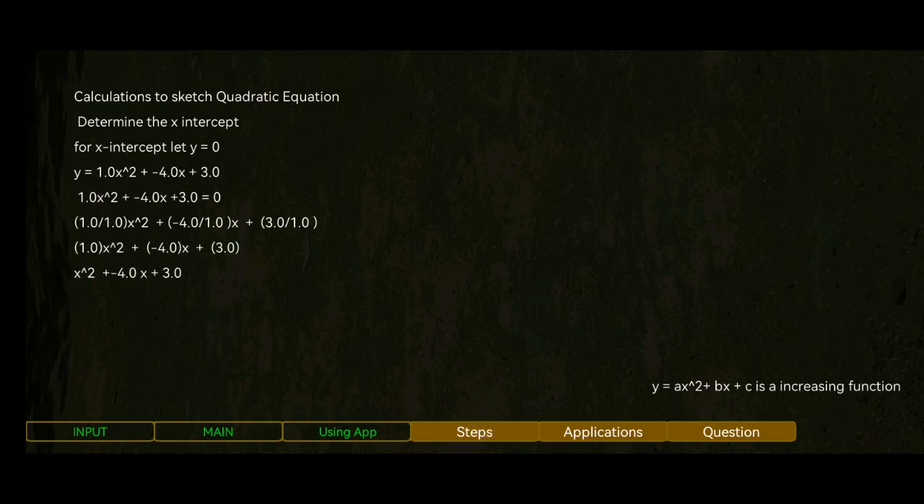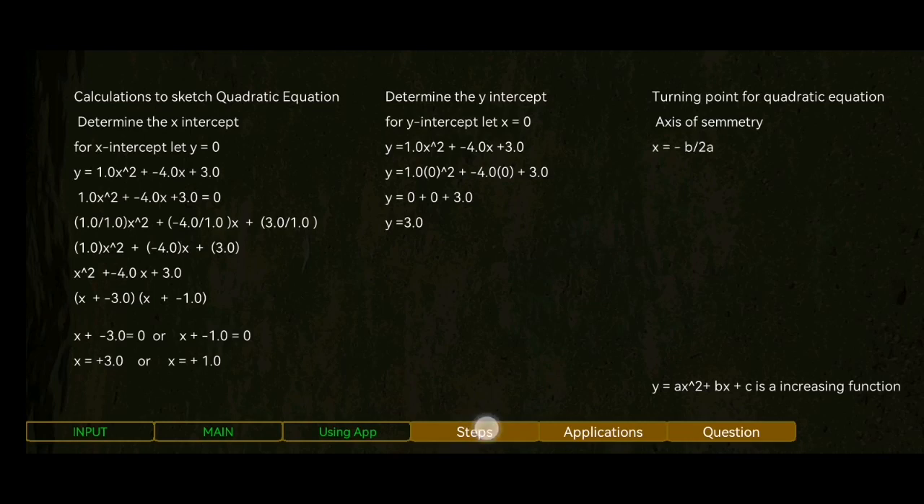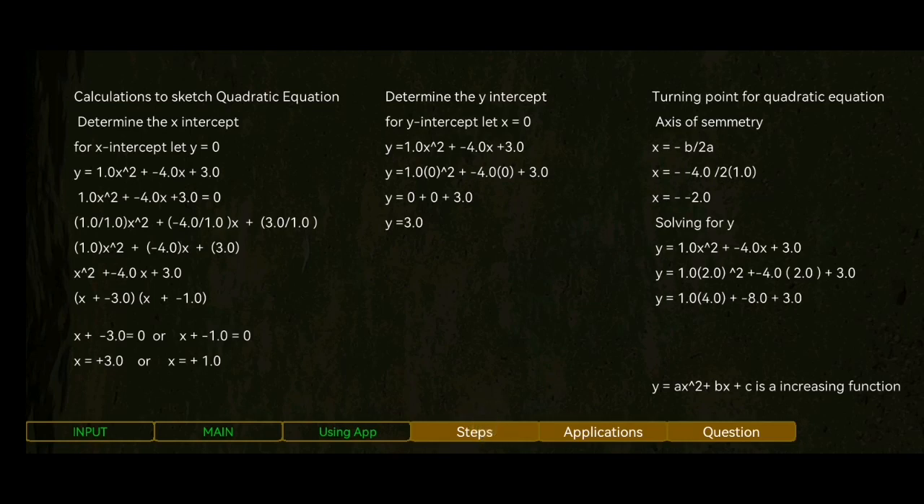So dividing all of them by 1, and then determining the x-intercept. Now determining the y-intercept, then determining the turning point. And that's it.